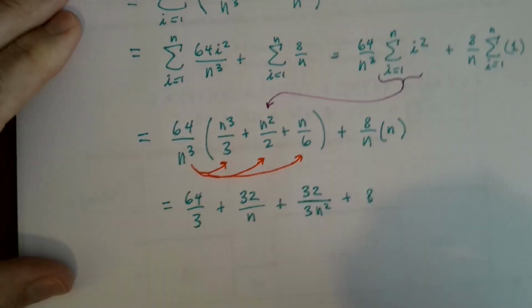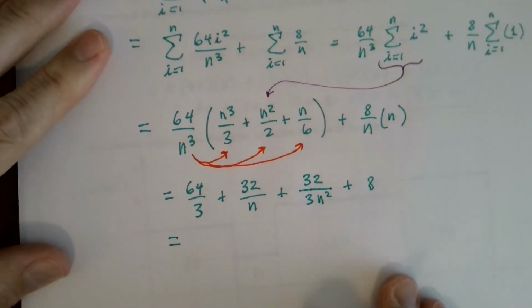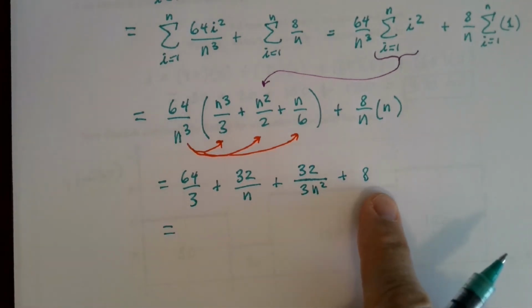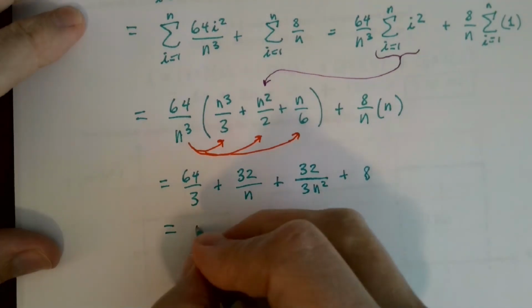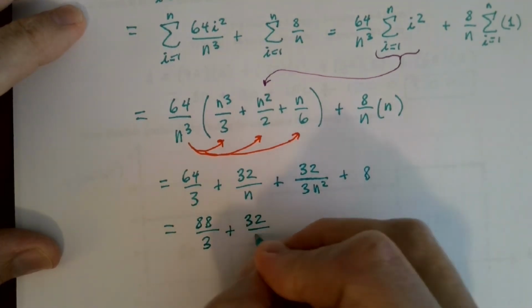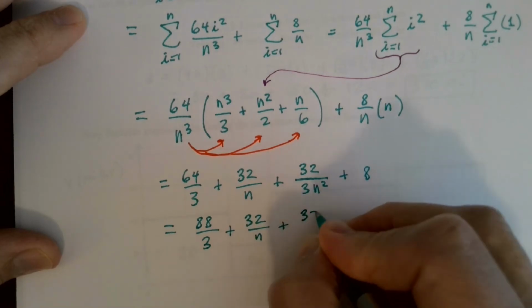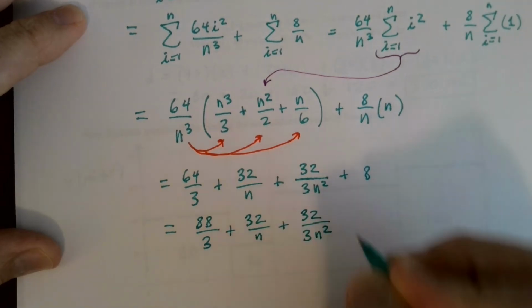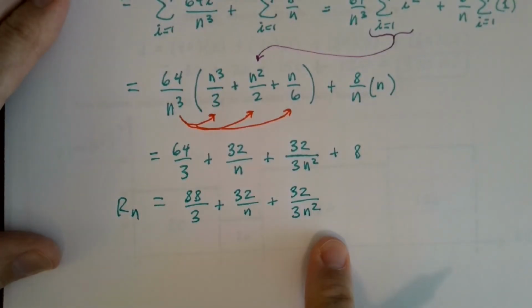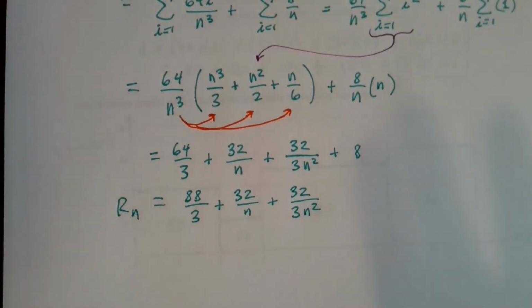Okay. And so finally I can clean this up just a little bit more, just because I want to. 64 thirds plus 8 is 64 thirds plus 24 thirds. 64 and 24 is 88 thirds. That is my right-hand approximation now. Okay, and I like this form, just compact.